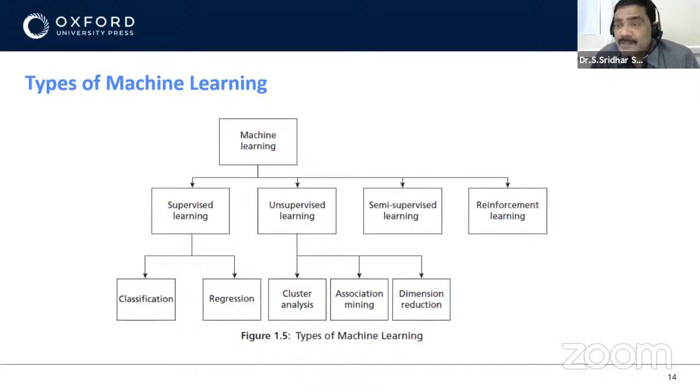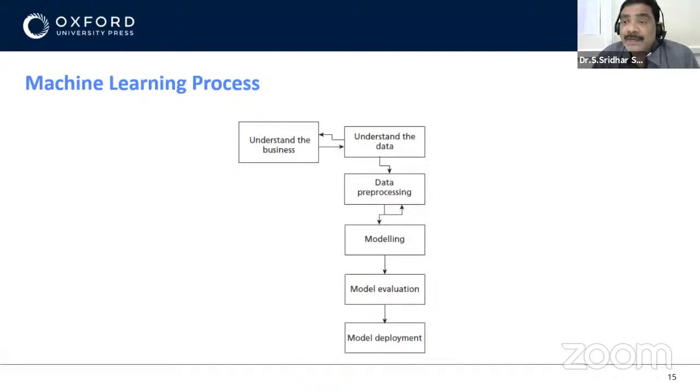Semi-supervised learning is a situation where you have a very limited labeled data set, but lots of unlabeled data. You learn from the labeled set and extend that knowledge to the others. Reinforcement learning is where you don't have the luxury of labeled data. In that case, you learn from the environment by rewards, and based on that, the learning takes place.